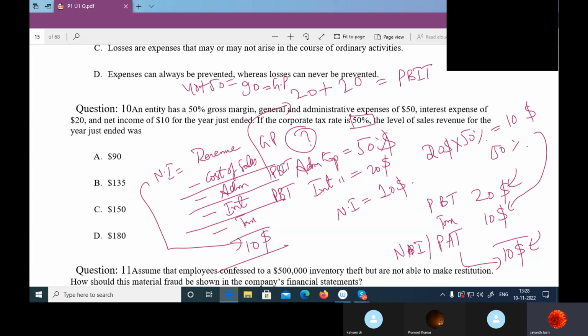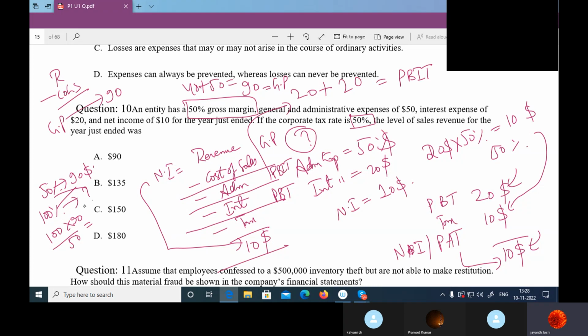If 90 is my gross profit, where revenue minus COGS is gross profit, and the margin here is 50%, then 50% represents $90. So 100% would be how much? 100 into 90 by 50, so 100% is 180. Can I say my revenue is 180?